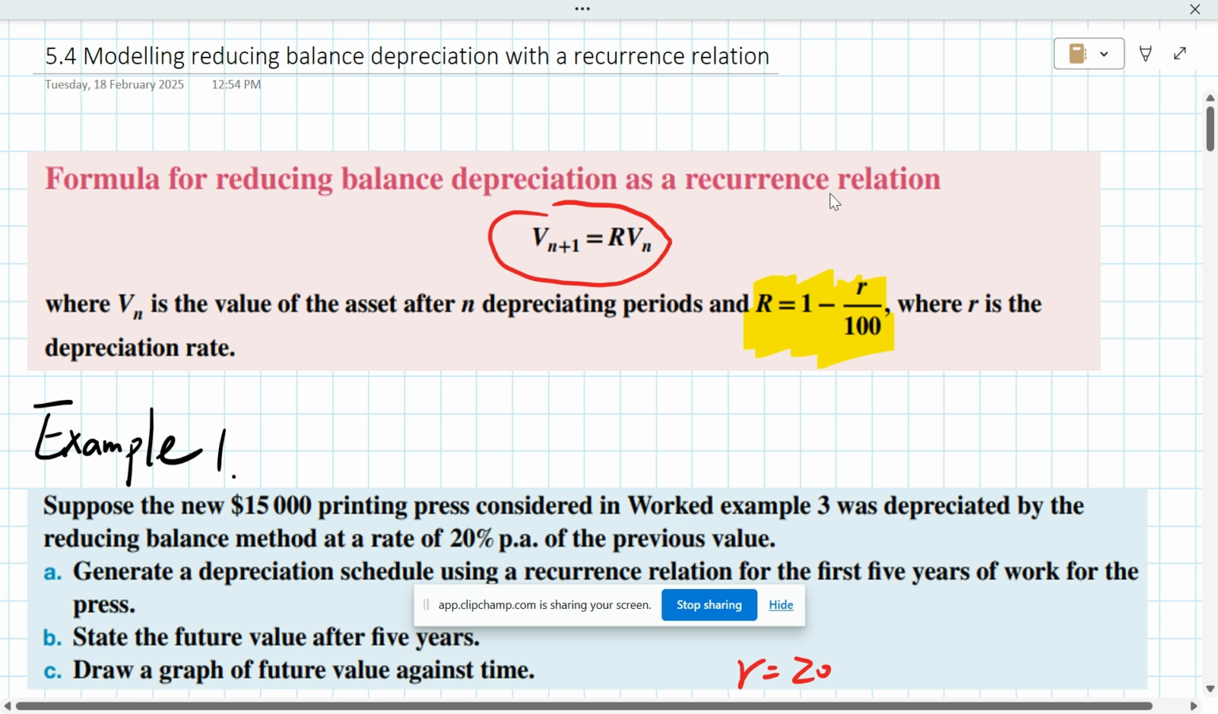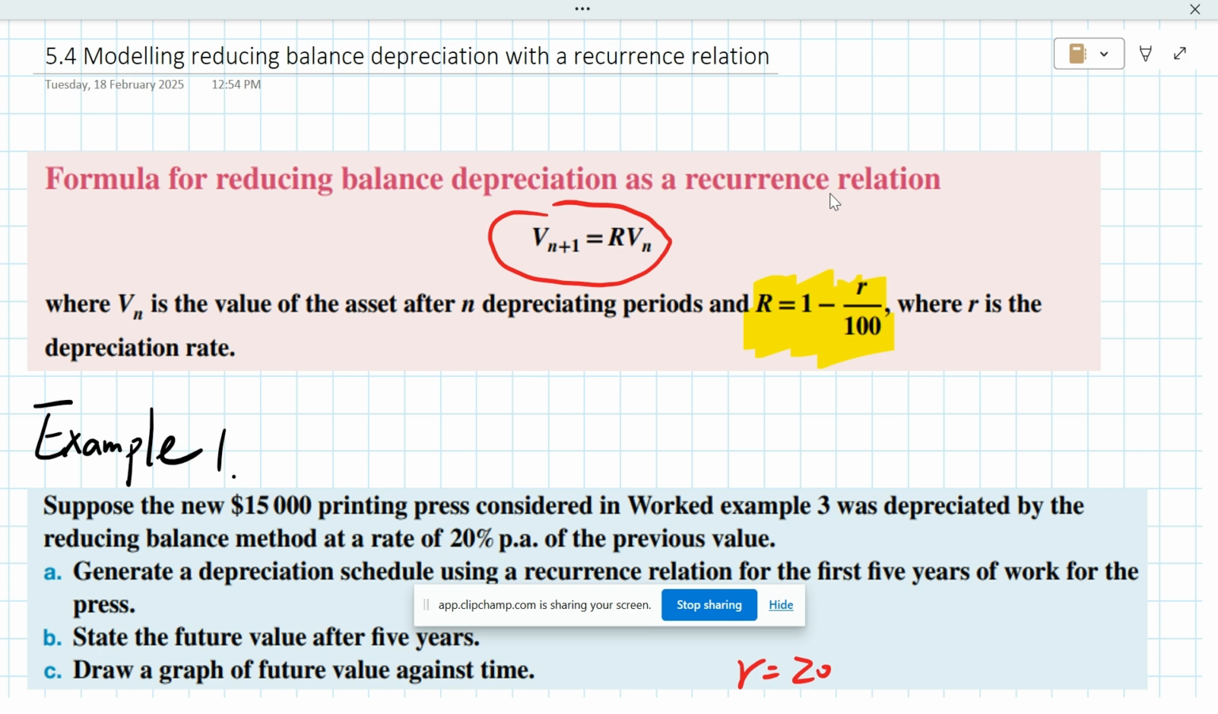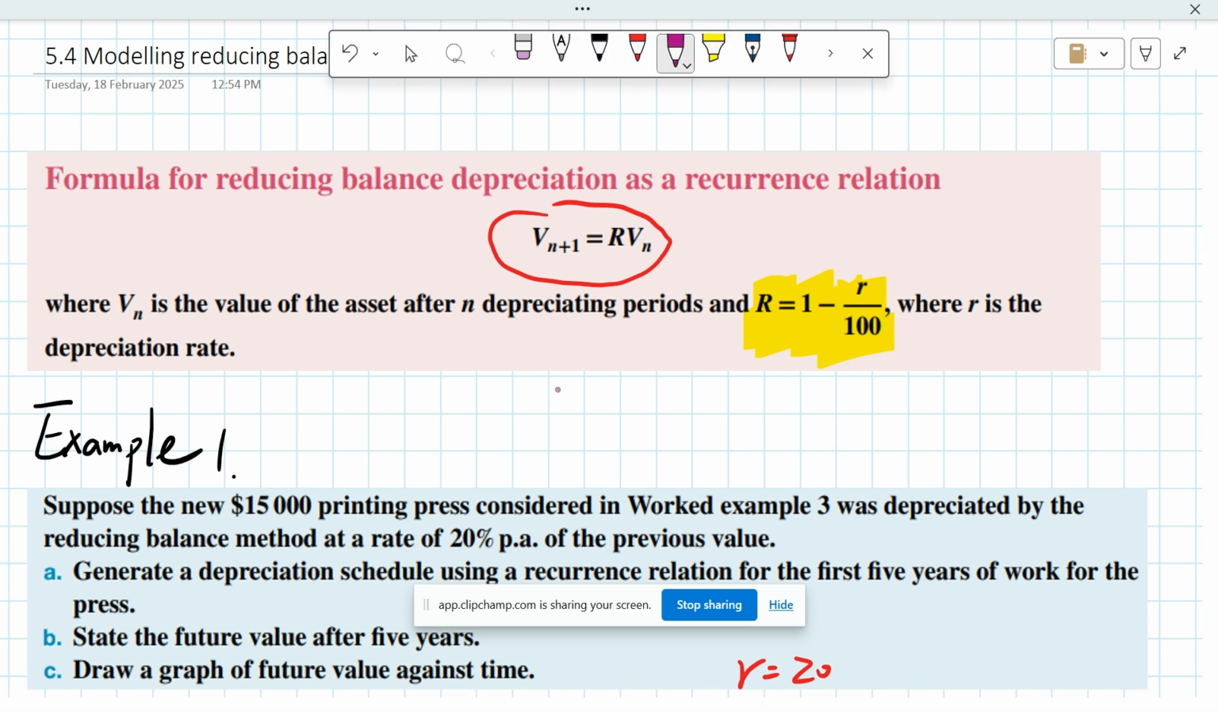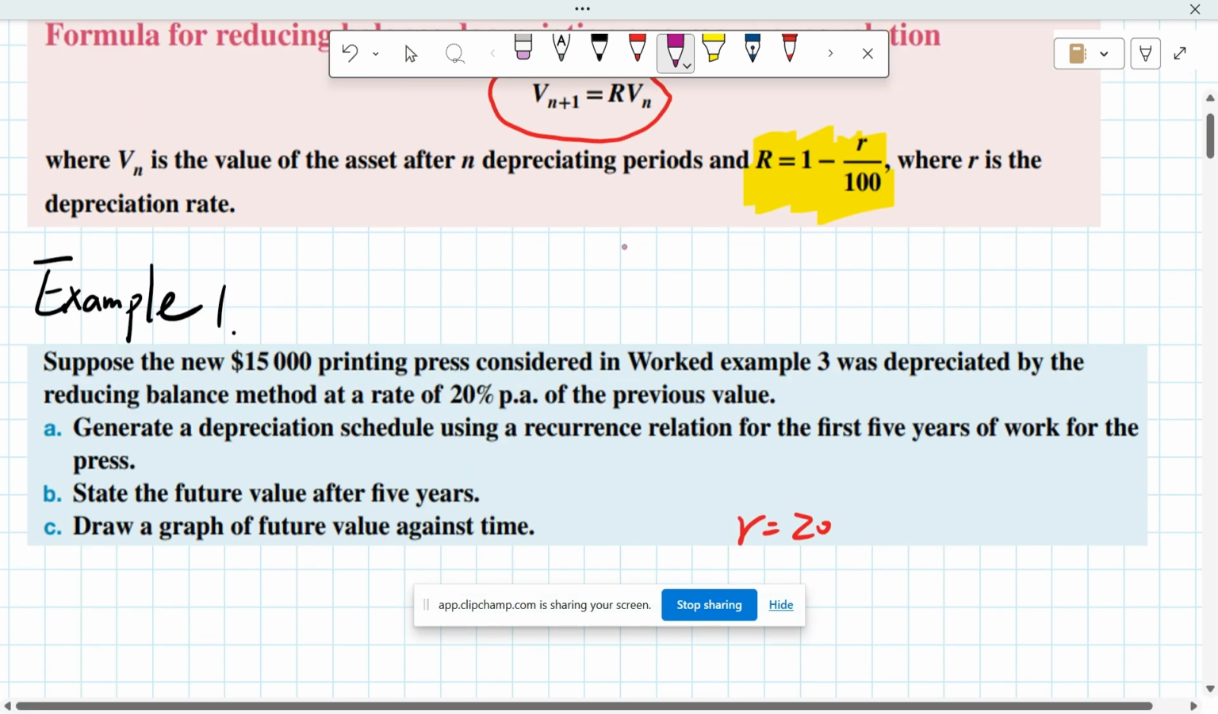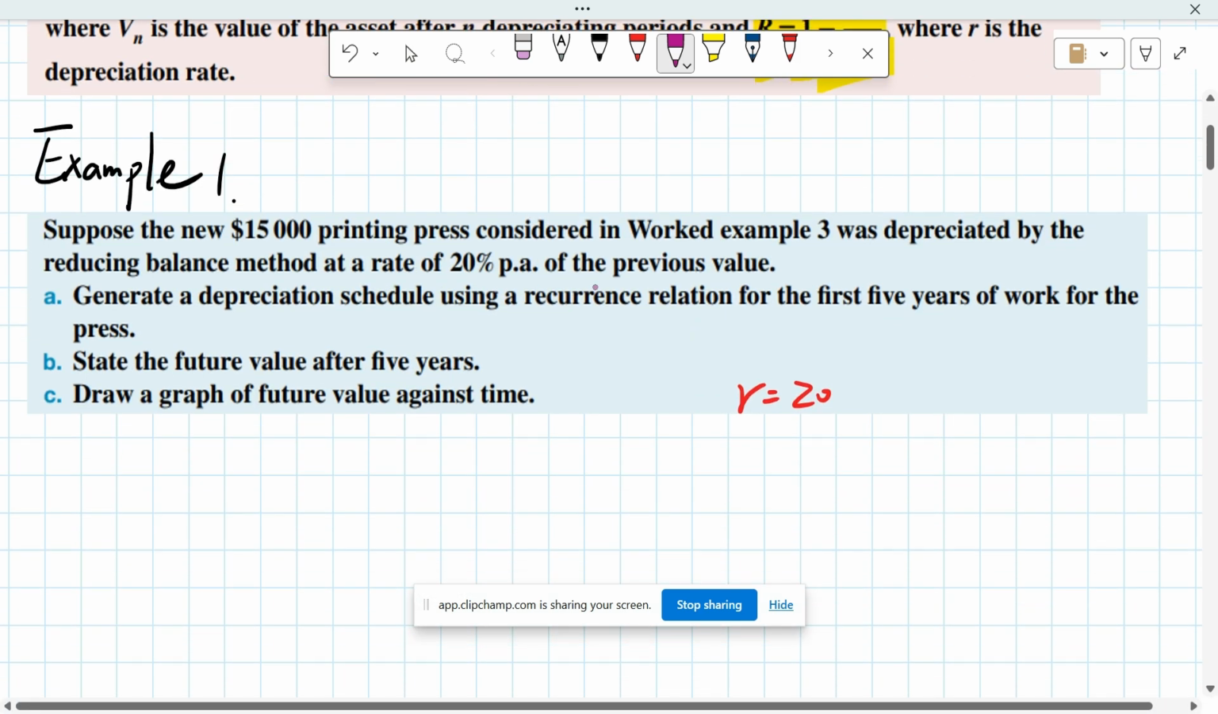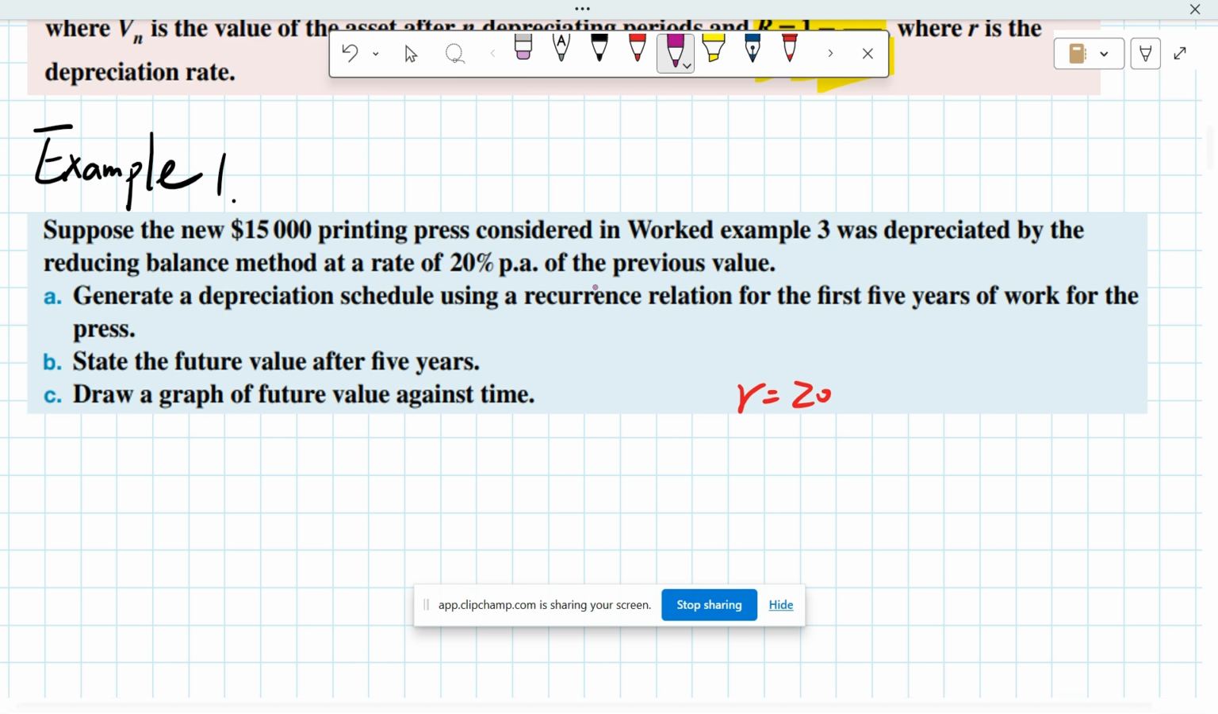Today we're going to talk about modeling reducing balance and recurrence relations. We're going to use the formula for reducing balance and depreciation as a recurrence relation. We have a new $15,000 painting price for the company, as in an example before. Generate the depreciation schedule, which we're going to do using a recurrence relation for 5 years. For this question, we actually need to know what the depreciation rate is.